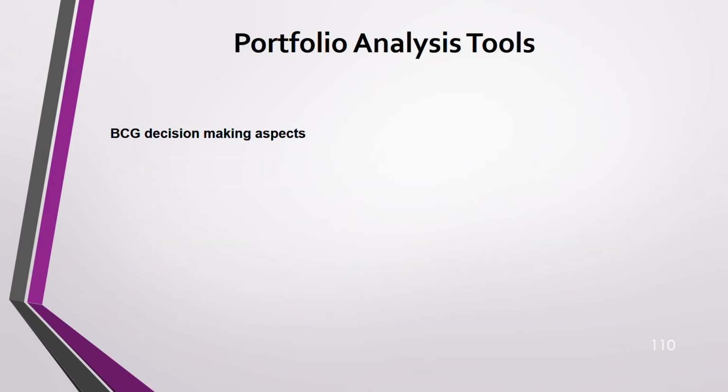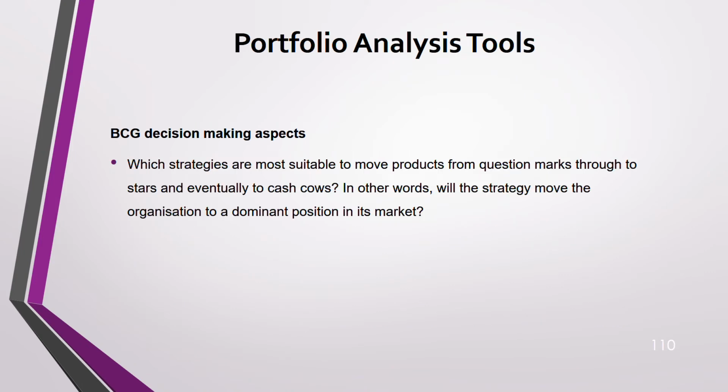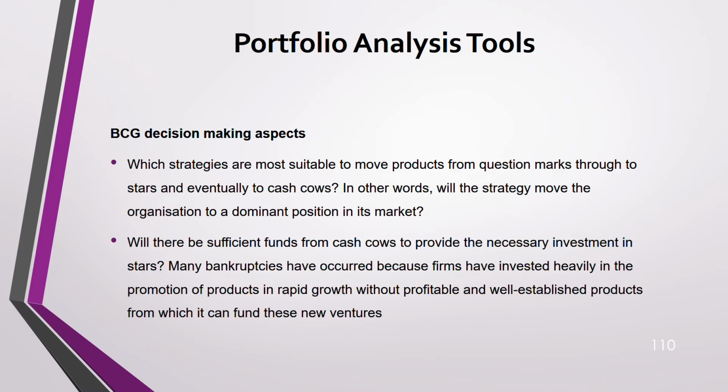Now, there are further questions that one needs to ask when making a decision on the BCG matrix. Which strategies are more suitable to move products from question marks to stars and eventually to cash cows? In other words, will the strategy move an organization to a dominant position in its market? Second, will there be sufficient funds from the cash flow to support the stars?